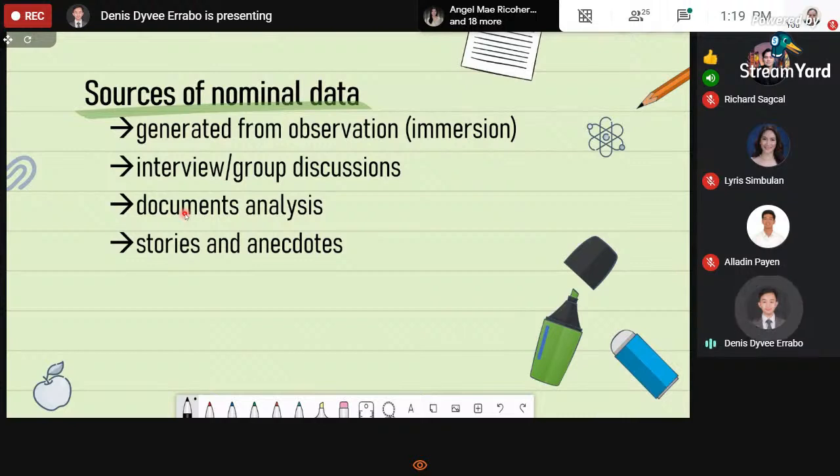And then aside from that, nominal data can come from stories and anecdotes. So if you want to talk and listen to people, and if you are more oriented toward the humanistic and social sciences, most likely you are oriented towards generating nominal data.